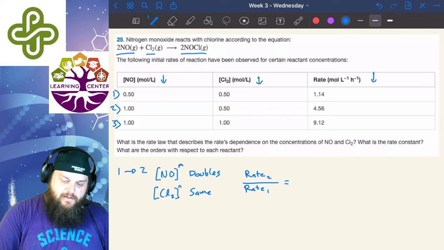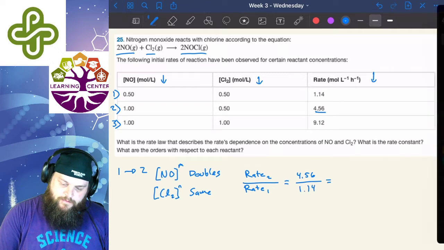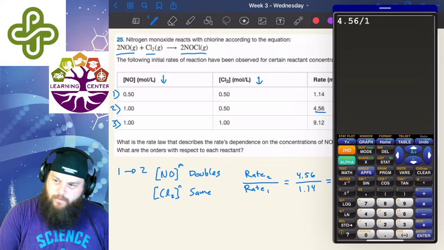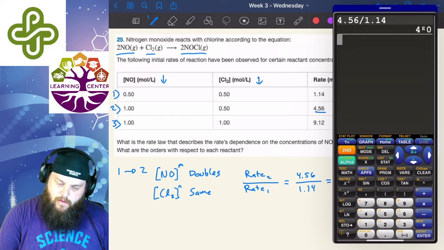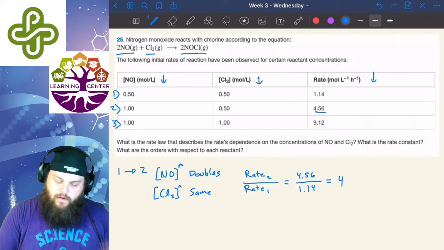So we can see that's 4.56 divided by 1.14. 4.56 divided by 1.14 is equal to 4. So that's equal to 4.